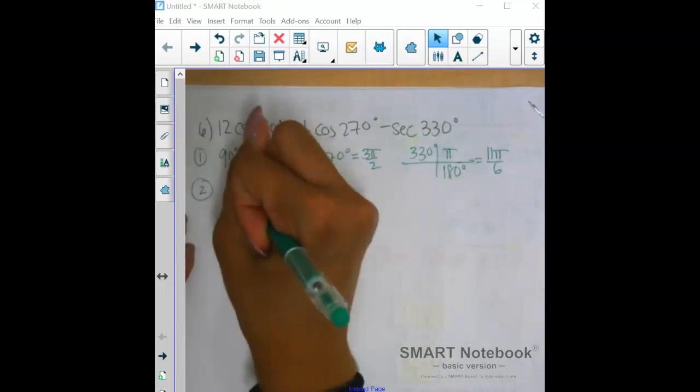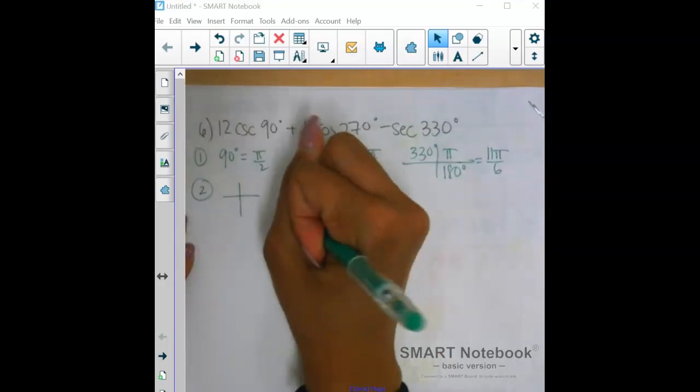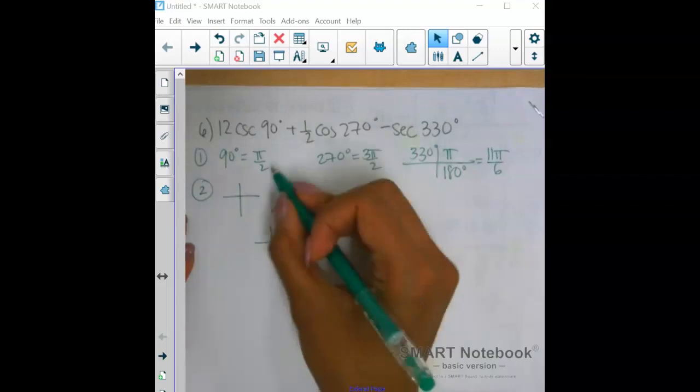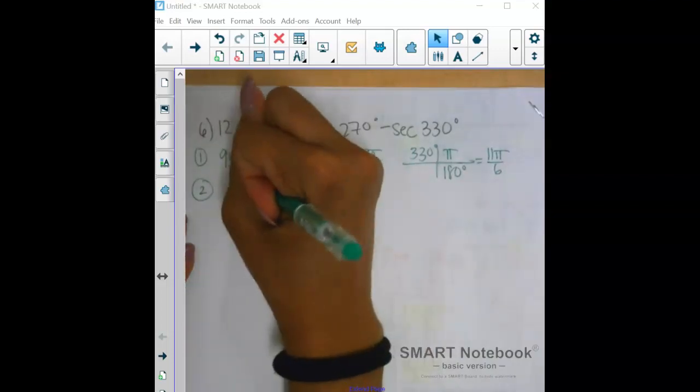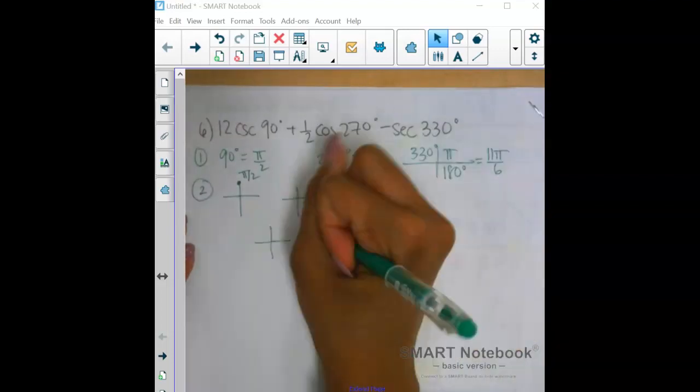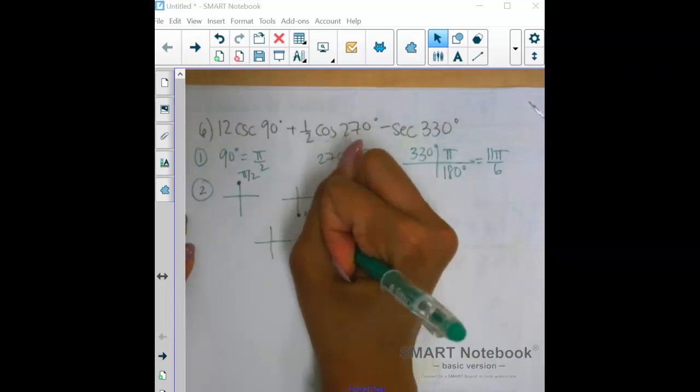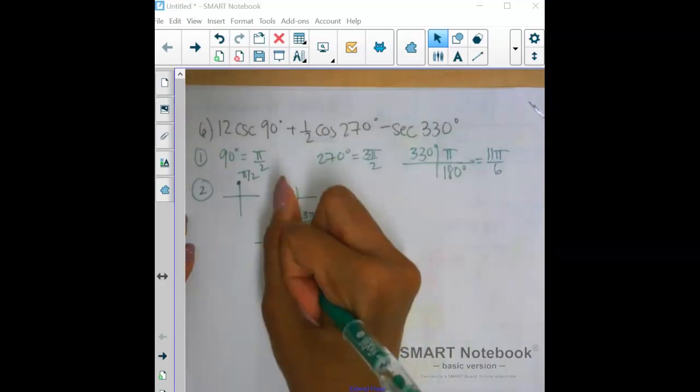So step 2 is drawing out your unit circles. I'm going to have 3 spaces on the unit circle. Pi over 2 is up here. We have 3 pi over 2, which will be down here. And we have 11 pi over 6, which is in quadrant 4.